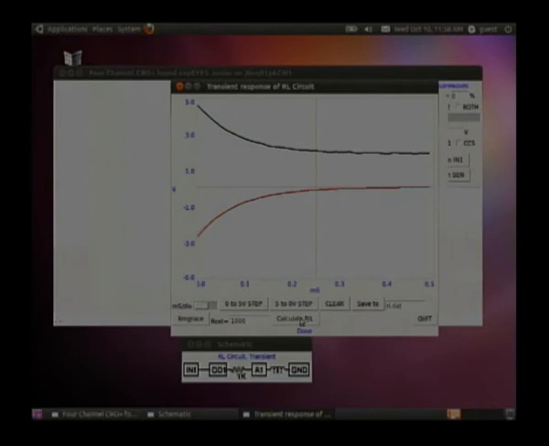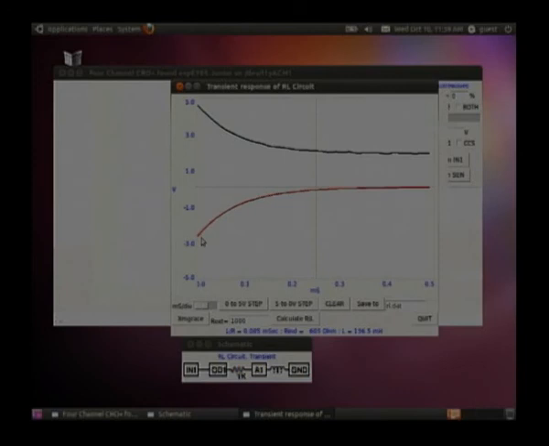Now, we can calculate the L by R value by fitting this graph with the exponential equation, and it says after the measurement the L by R is 0.085 millisecond, and it also measures the resistance of the inductor, which is around 603 ohms, and the inductance is 136.5 millihenry.